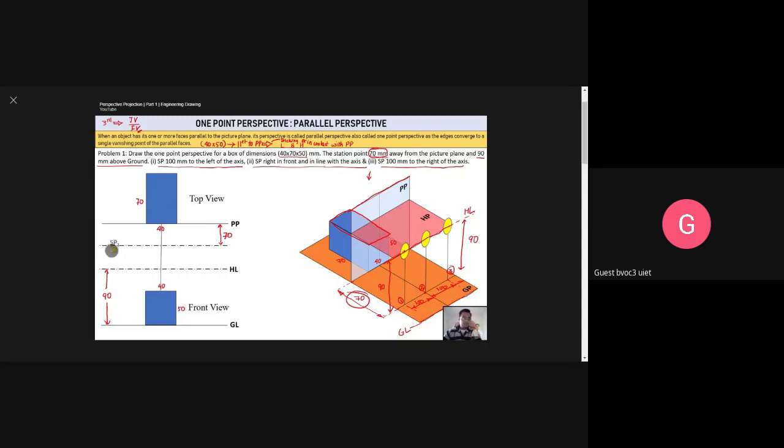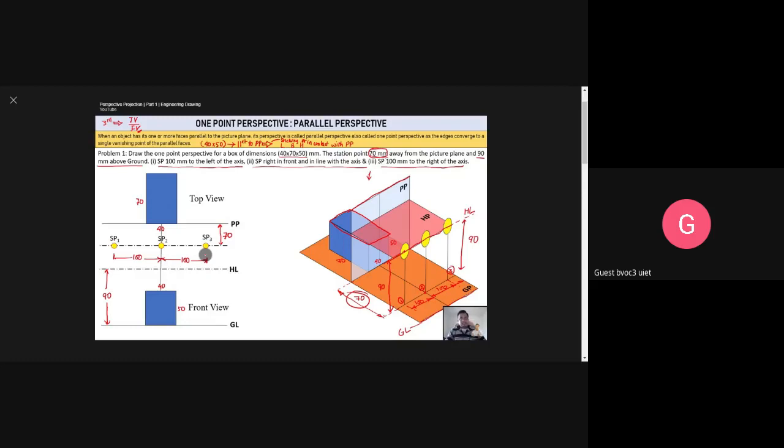So the first case is going to be here. This distance, you know that very well, this is going to be 100. Second station point, and this is the third station point. For all the three cases, we need to make the perspective, primarily the 1 point perspective. How can that be accomplished?